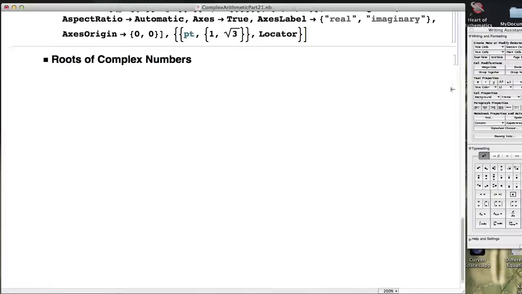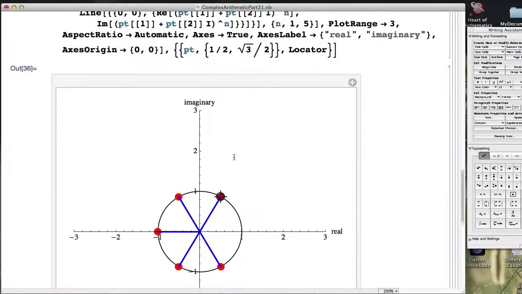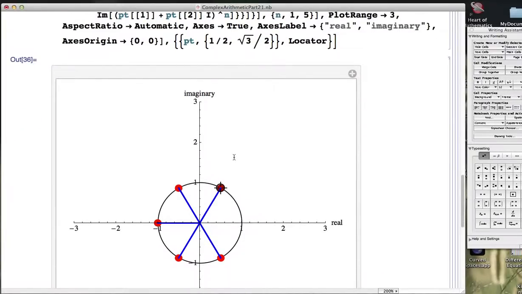Let's emphasize this even more by starting the point on the unit circle. Instead of 1 comma square root of 3, I'm going to start at 1/2 comma square root of 3 over 2. In other words, this is going to be the complex number 1/2 plus square root of 3 over 2 times i. And you can see all the powers are staying on the unit circle there.